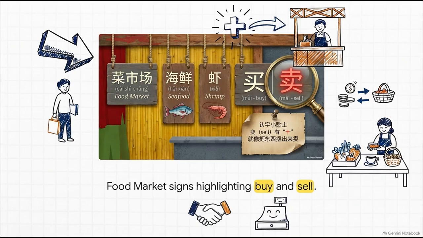But notice the brilliant visual mnemonic we get here. The character for sell, mai, has a little cross or a plus sign on the very top. You can remember this vocabulary trick by imagining a vendor putting their goods out on a wooden stand with a crossbeam to sell them at the market. It is a tiny visual cue that makes a massive difference in your sentences.